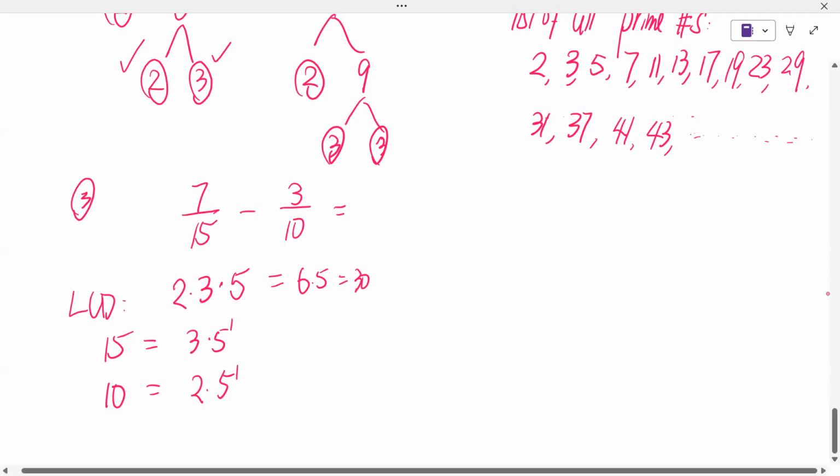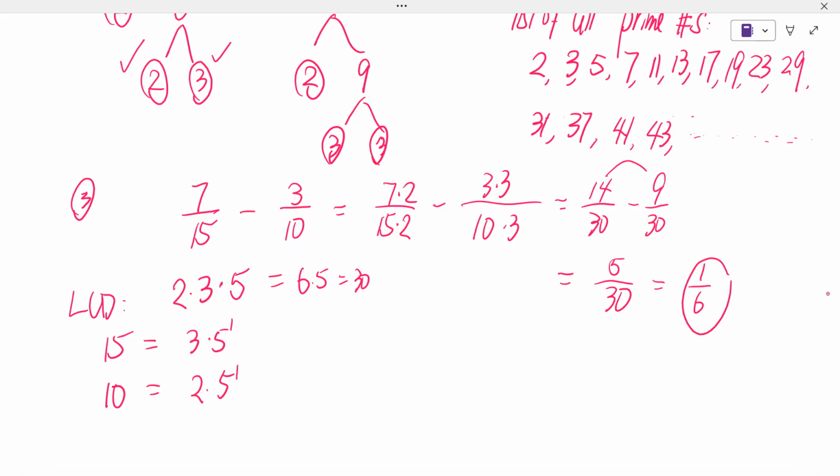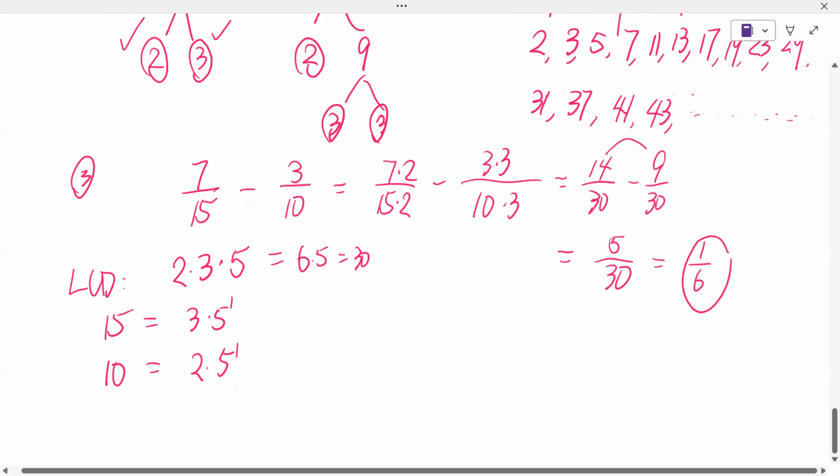Now, once you find the LCD, then we do the conversion. 7 over 15, multiply 15 by 2. We get 30. Multiply 10 by 3. We get 30. So it'll be 14 over 30 minus 9 over 30. So 14 minus 9 will be 5 over 30. And simplify, you get 1 over 6. If a number ends with a 5 and the other with a 0, they both could be reduced by 5. Ends with 5 or ends with 0, right? So 5 divided by 5 is 1, 30 divided by 5 is 6. Any question about this?